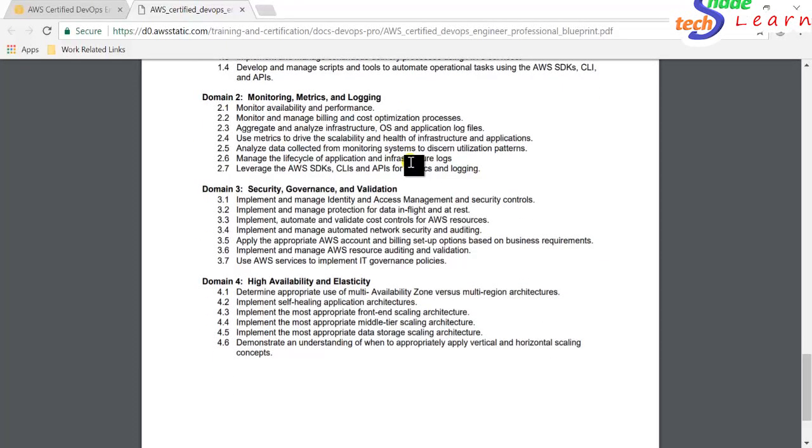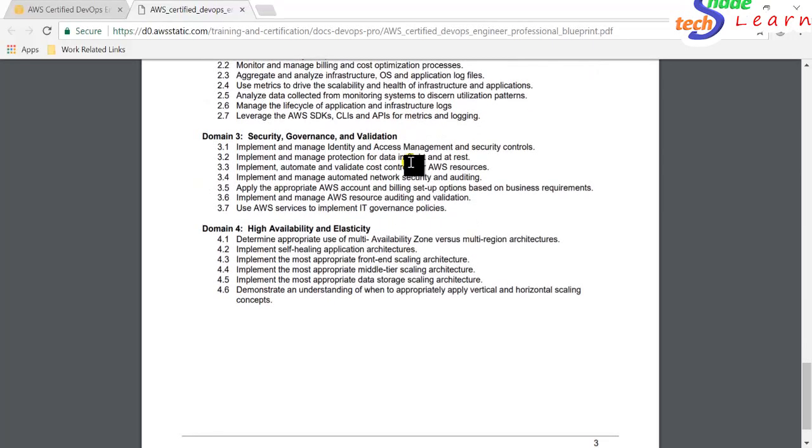The second domain will be monitoring, metrics, and logging. So, monitor availability and performance, monitor and manage billing and cost optimization processes, aggregate and analyze infrastructure, OS, and application log files, use metrics to drive the scalability and health of infrastructure and applications, and analyze data collected from monitoring systems to discern utilization patterns, manage the life cycle of application and infrastructure logs, and leverage the AWS SDKs, CLI, and APIs for metrics and logging.